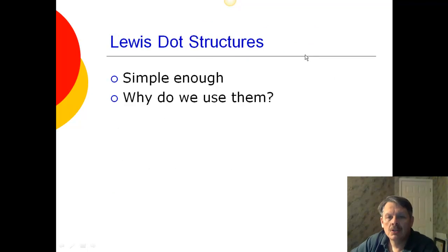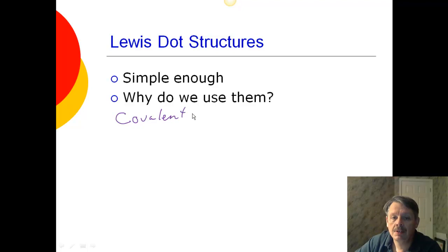All right, so we have Lewis dot structures. They're simple enough. So why do we use them? Well, there are actually a bunch of reasons we use them. The first is that almost everything that we see out there in nature, well, not everything, but so many things are covalently bonded. So that's a reason why we want to use Lewis dot structures, because they help explain how things are covalently bonded.